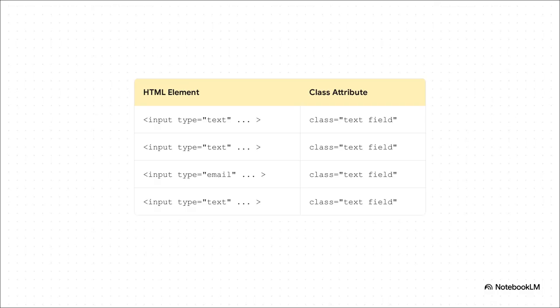And here's the culprit. Take a look at this HTML. You see we've got a first name field, a last name, an email, a company name. They're all totally different inputs, but look closer. They all share the exact same class: text field. And let me tell you, this is so common on modern websites.